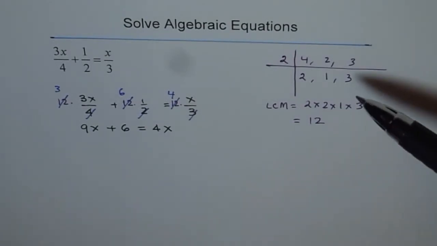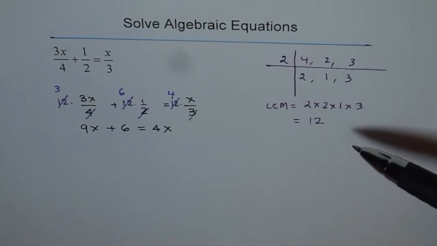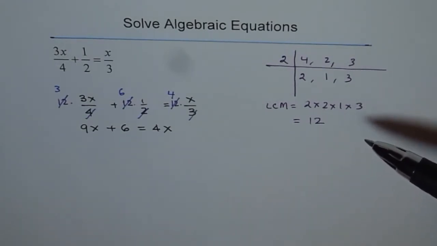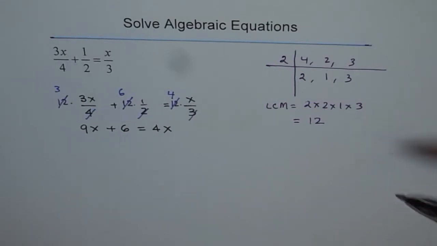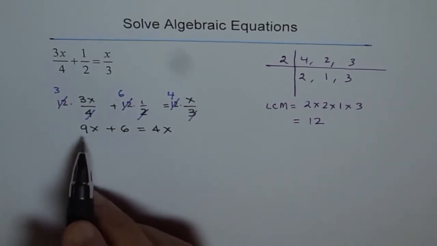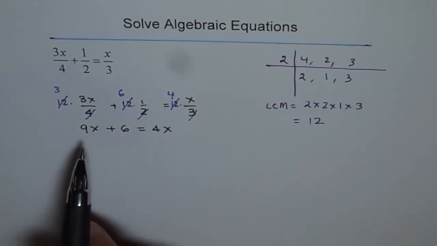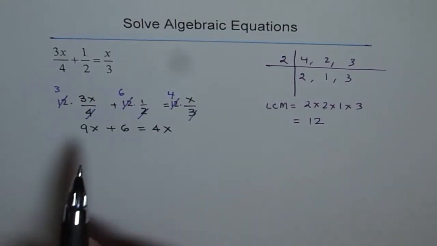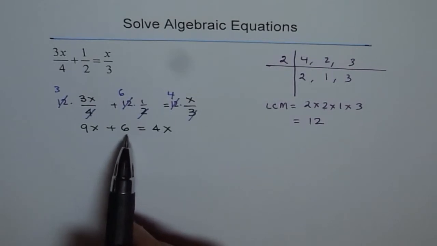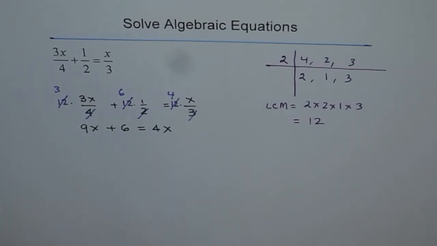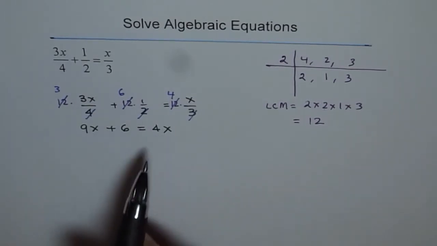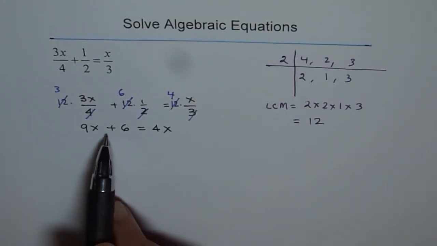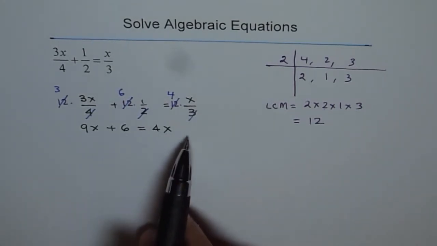And I hope you appreciate the method of finding the lowest common multiple. It is handy when there are big numbers involved and more than 2. Okay, so we get a linear equation in one variable which is x for us. So we would like to have variables on one side and constants on the other side. So our policy is to keep all variables on the left side and all constants on the right side.